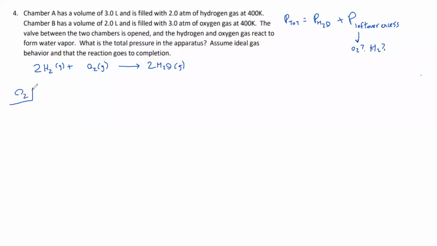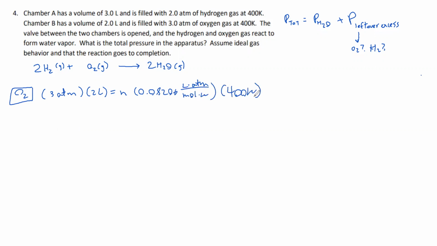So for oxygen, we have a pressure of 3 atmospheres, a volume of 2 liters. PV is equal to n, R is always the same, times the temperature, so 400 Kelvin. Cool. This leaves us with 0.18 moles of oxygen. Let's go ahead and convert that to the product to see how much water we would make with this 0.18 moles of oxygen we have.